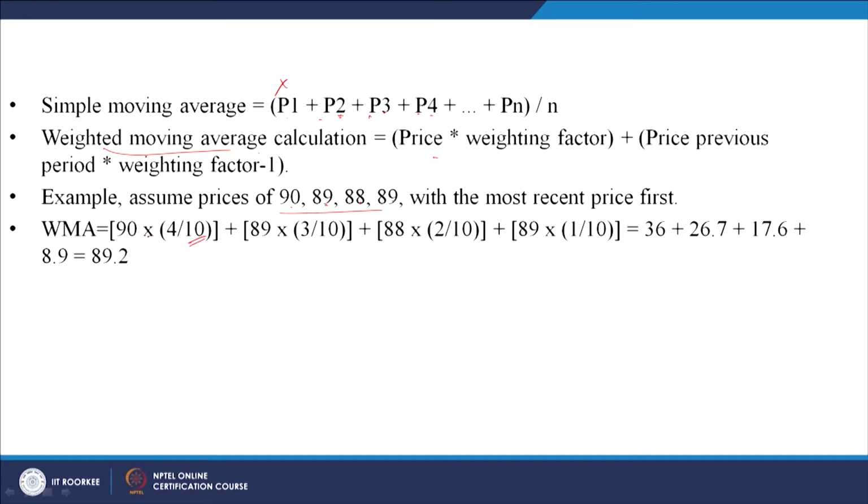So, what you do is 90 into 4 by 10 plus 89 into 3 by 10. This is the latest, and this is the most distant period. In terms of closeness, this is the first, second, third, fourth. So, 89 into 3 by 10 plus 88 into 2 by 10 plus 89 into 1 by 10. When you do this, you get a value of 89.2. When you come to the 5th point, the sales would be 89.2 and you can carry on this method. So, this is another method.